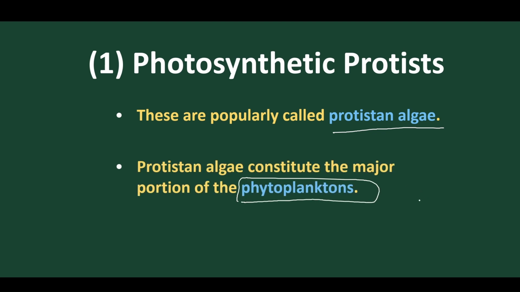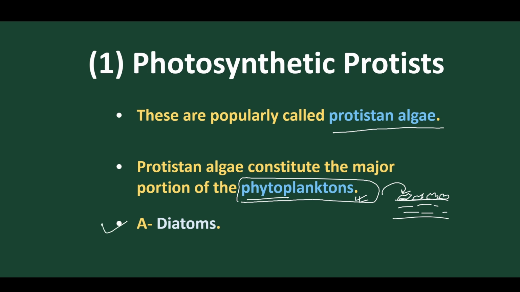What do we mean by phytoplankton? It means they float on the surface of water. Those organisms that float on the surface of water are called phytoplanktons. If they are plants, they are called phytoplankton. If they are animals, they are called zooplanktons. Let's discuss one by one.